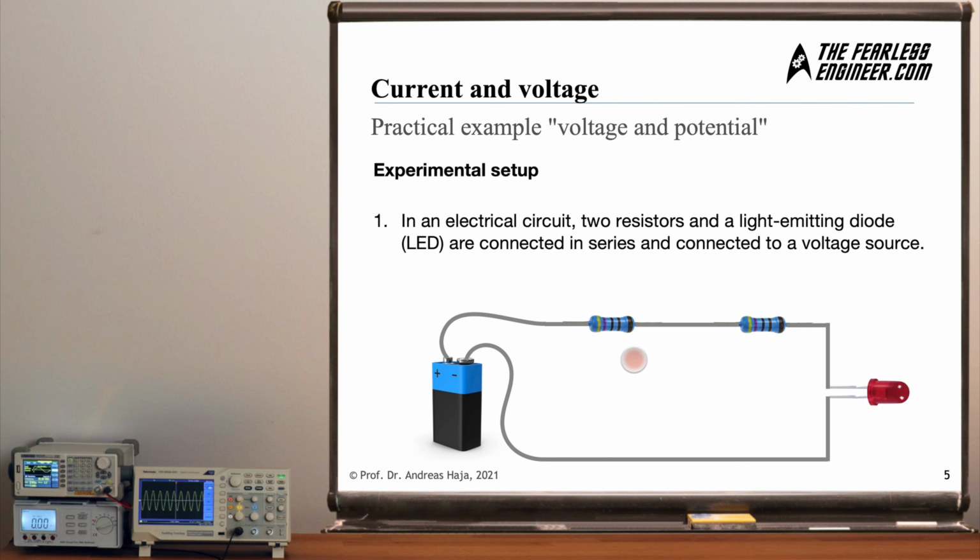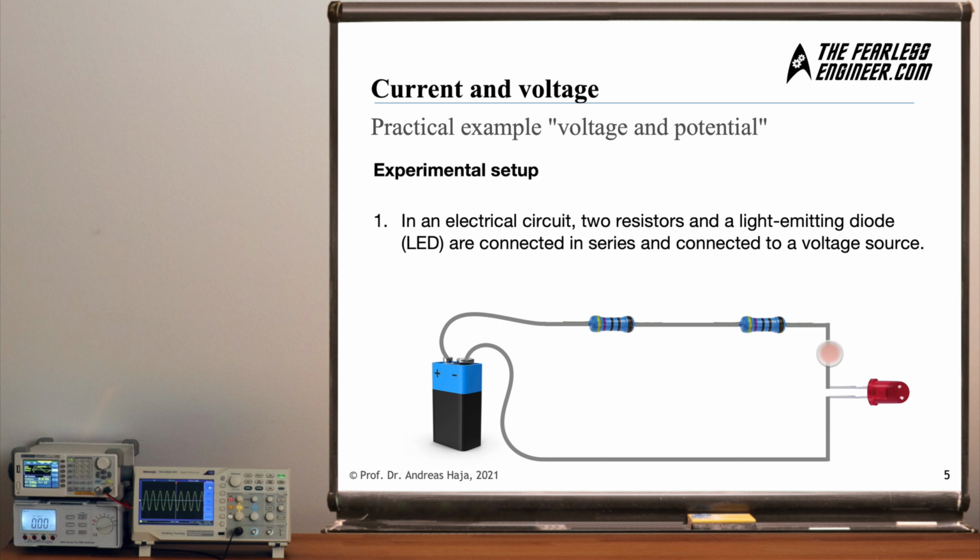Now let's explore the experimental setup with which we want to explore the differences in an experiment between voltage and potential. You can see a battery here, a 9 volt block battery with its positive terminal on the left, the negative on the right. Let's follow the path of the electrons here. They leave the negative terminal, follow this conductor here, reach the first element of the circuit, which is an LED. Then they pass the LED, which will emit a certain amount of light.